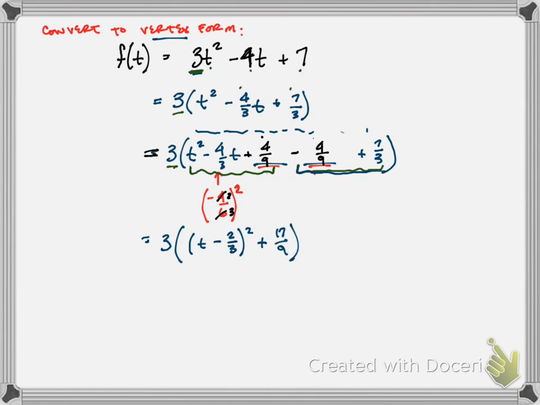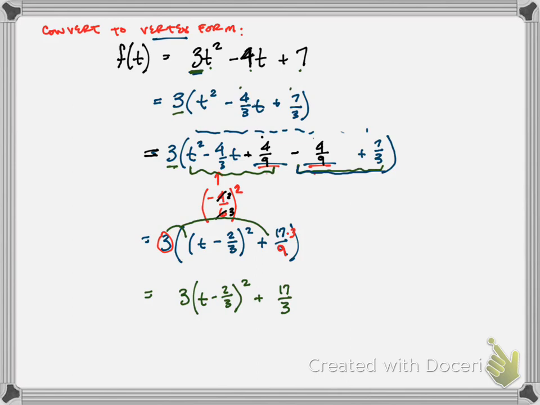The last thing that we need to do is distribute this 3, and we are left with 3 times the quantity t minus 2/3 quantity squared plus 17/3. Now plus 17/3 because when you distribute this 3, you get a 3 in your numerator, you had a 9 in your denominator, and 3/9 is 1/3.